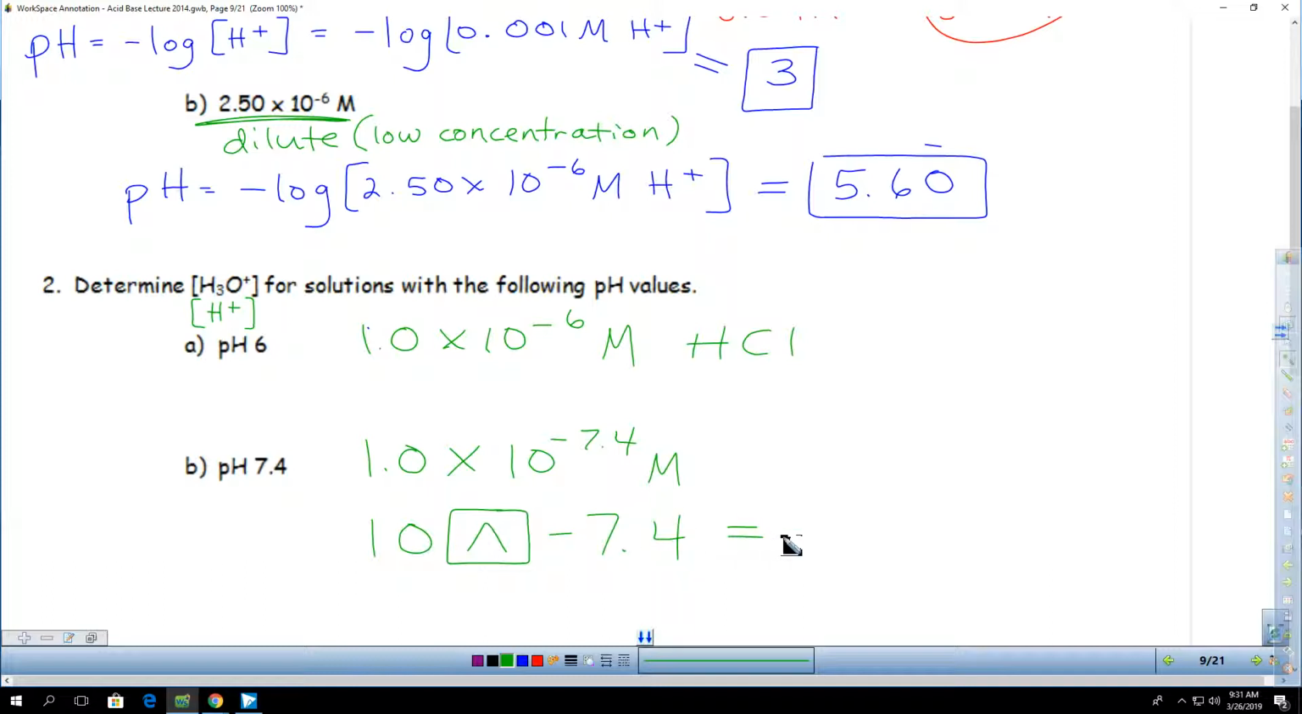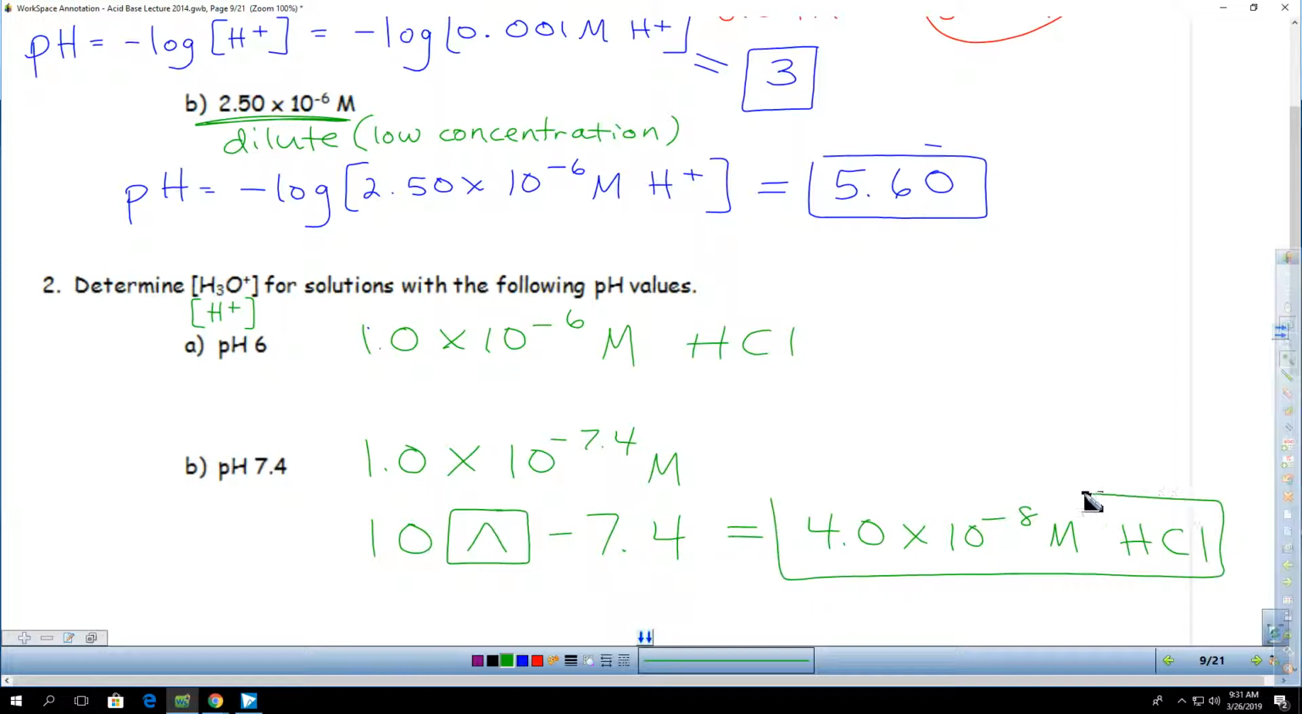And again, this is something that you've got to try in your calculator sometime between now and whenever we do an assessment, just to make sure that you are typing it in the way your calculator wants it to be typed in. So if I plug it in, 10 caret, negative 7.4, my calculator gives me about 4.0 times 10 to the negative 8. Again, it's HCl or some kind of acid.